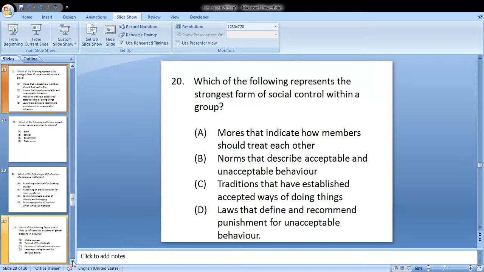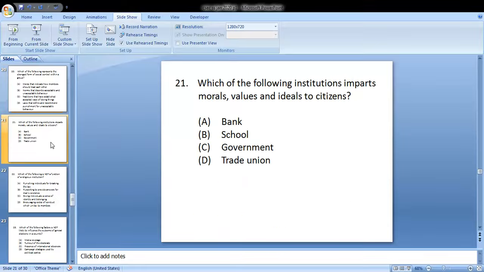It says, which of the following represents the strongest form of social control within a group? A. Mores that indicate how members should treat each other. B. Norms that describe acceptable and unacceptable behavior. C. Traditions that have established accepted ways of doing things. D. Laws that define and recommend punishment for unacceptable behavior. We know it would be D, laws that define and recommend punishment for unacceptable behavior.